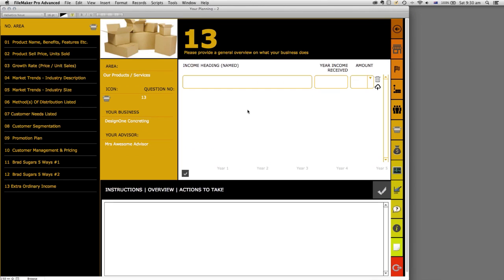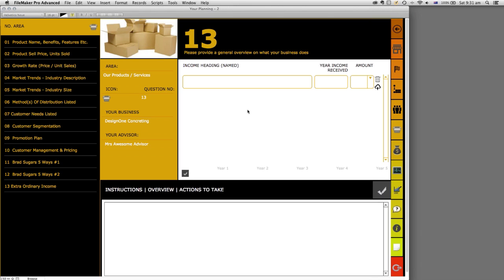So this one here is extraordinary income. Could be that she's going to put in $100,000 into the business. It could be that there's a one-off sale that will never repeat itself ever again. That's worth $20,000.